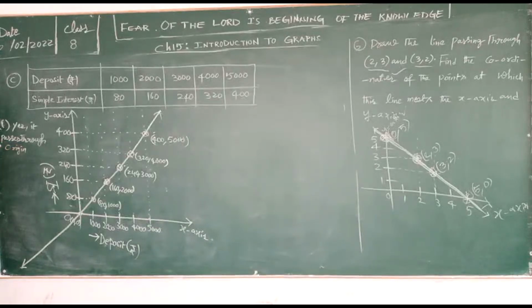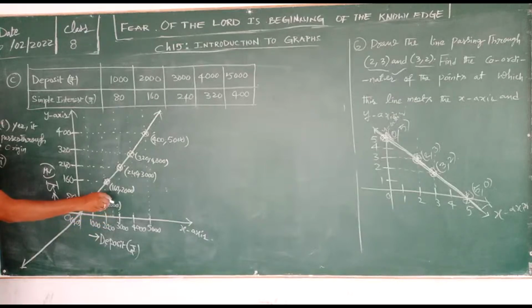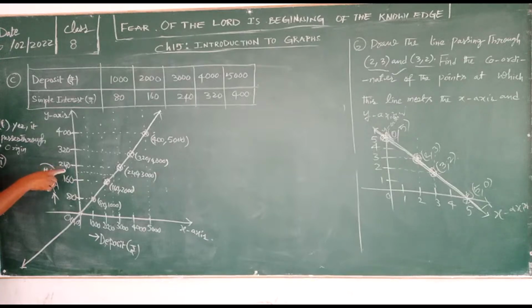That is your first. And in this second question, what they said: use the graph to find the interest on 2,500 for a year. So for 2,500, what is your answer? Let's check. 2,500 is in between 2,000 and 3,000. Let me draw. Then you will find exactly the middle of this. Middle of this means between 160 and 240. How much is the gap? You found that the gap everywhere is 80. So 40 you can add, 200 is the middle one.